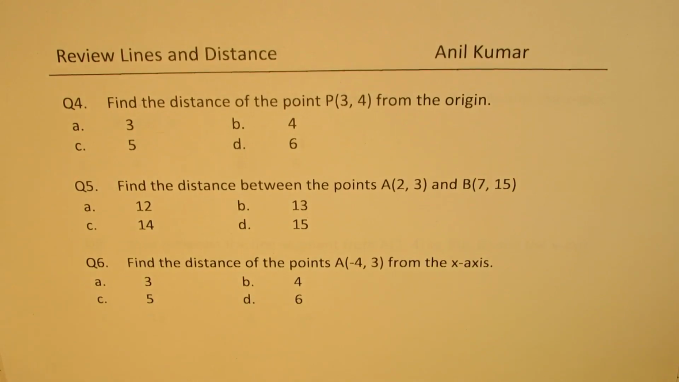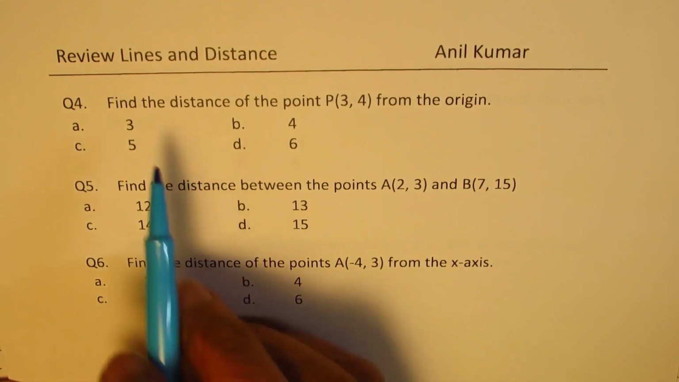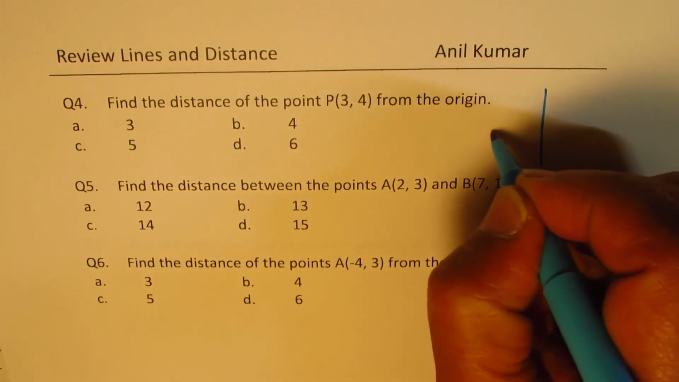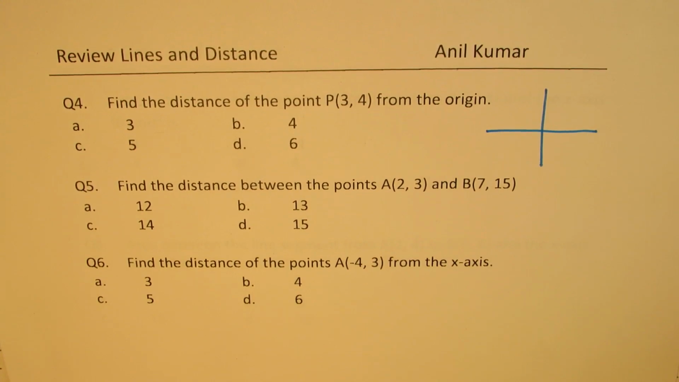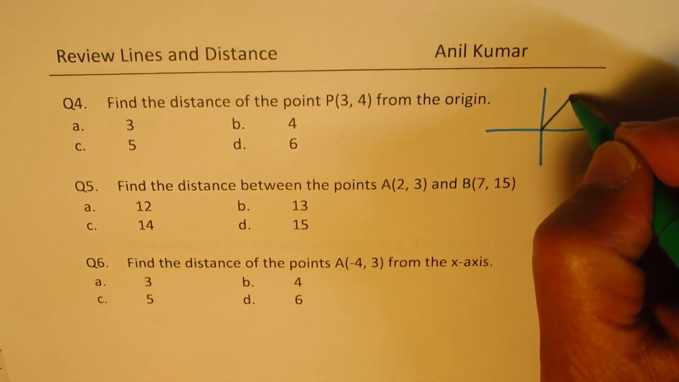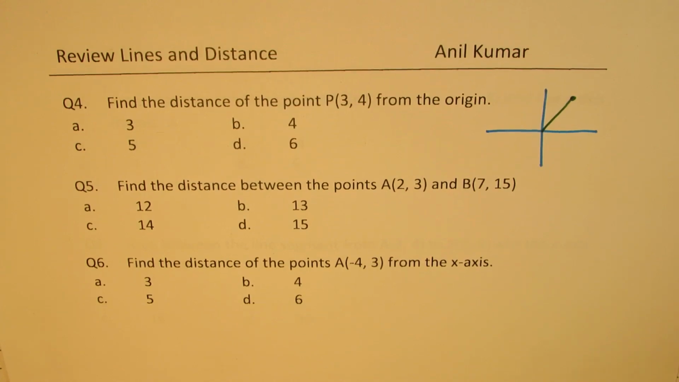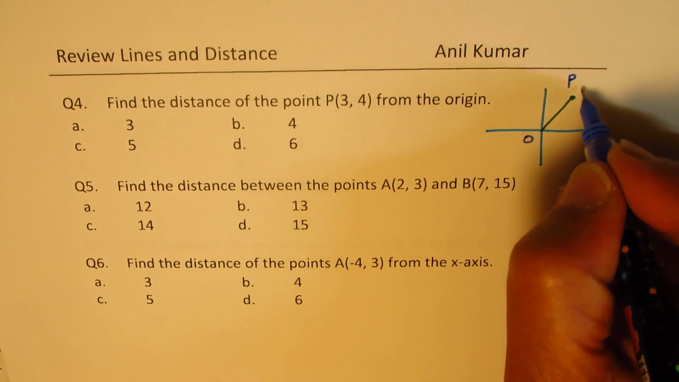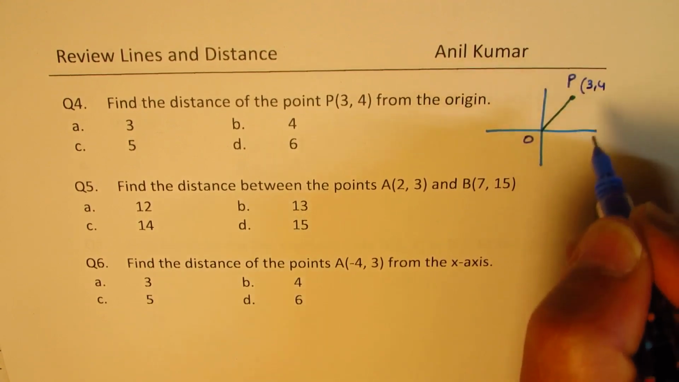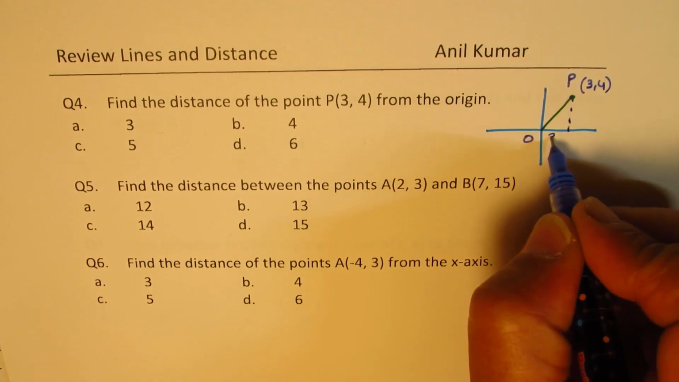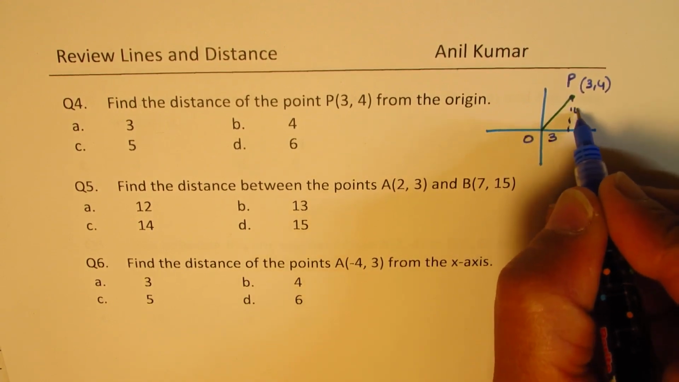Now let's look into distance related questions. The very first one is find the distance of this point from the origin. So what we are trying to say here is that we have a point 3, 4, right, somewhere there, and we need to find the distance from origin O, right? This is the point P, which is 3, 4. That really means 3 is the x coordinate, 4 is the y.